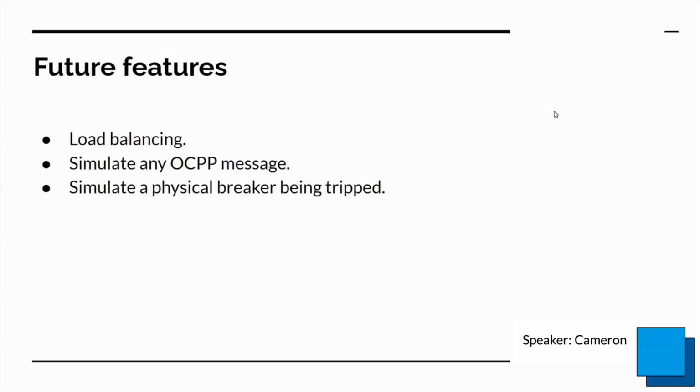Next, we have simulate any OCPP message. It's important to note that in our project, we have a subset of all OCPP messages, and there are a lot more that we didn't have time to implement. And lastly, simulating a physical breaker being tripped. This entails when a physical breaker is tripped and power is lost, then the charger needs to respond once power is back. They usually do this by sending a message to the backend to alert that a faulted state occurred.